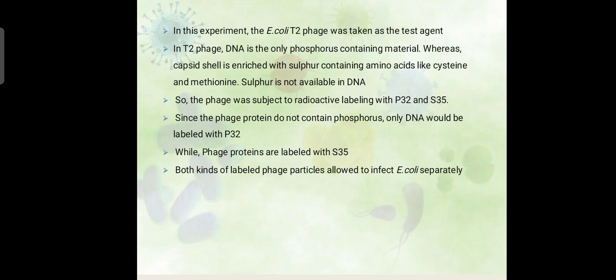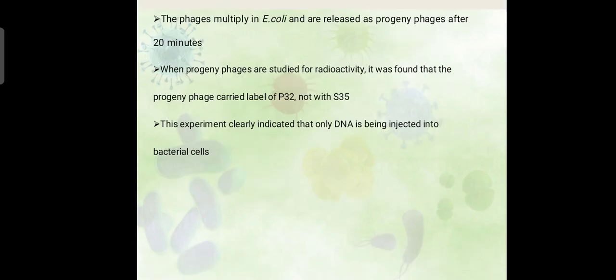Both kinds of labeled phage particles were allowed to infect E. coli separately. The phage multiply in E. coli and are released as progeny phages after 20 minutes. When the progeny phages were studied for radioactivity, it was found that the progeny phages carried the label phosphorus 32, not sulfur 35.